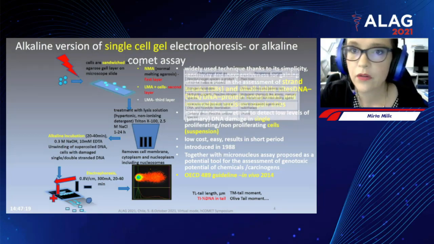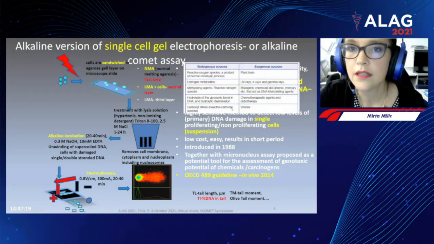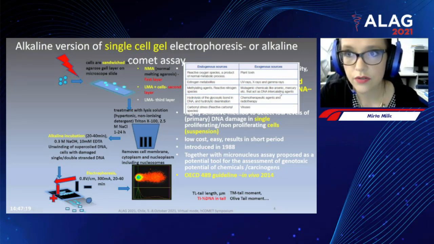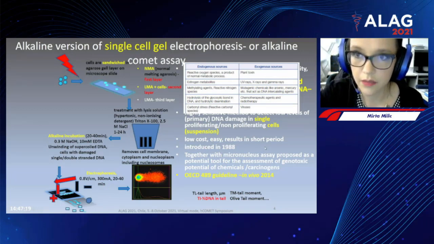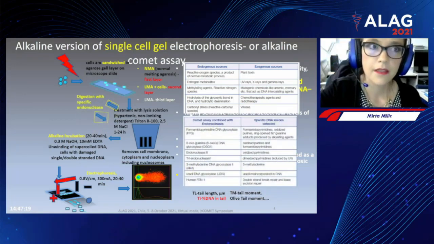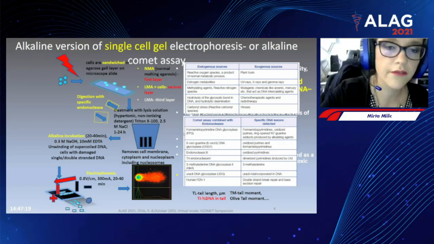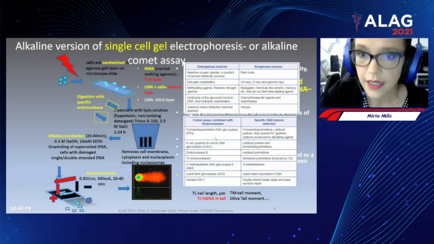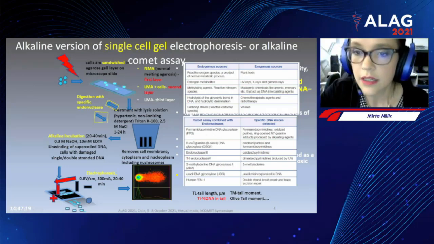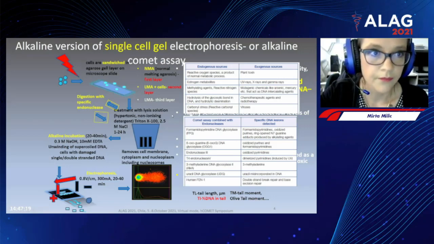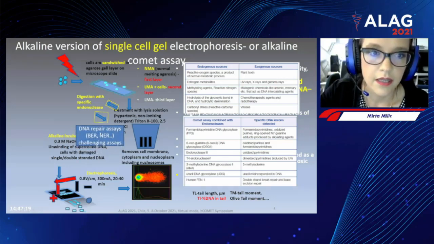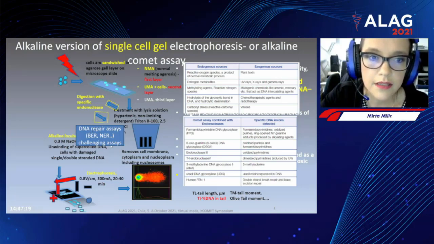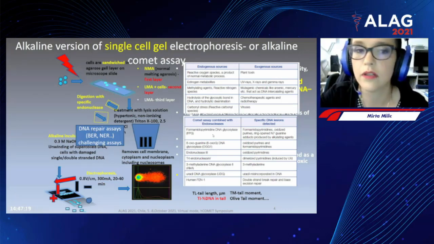Of course, you can see on this small table some endogenous and exogenous sources that can cause DNA damage and can be detected with the Comet assay. And this assay can be even more specific if you add one step with digestion with a specific endonuclease, and then you can measure really specific types of DNA damage, mostly oxidative ones. Of course, this assay can be used as a DNA repair assay and for challenging assays, but you will hear more about that later.